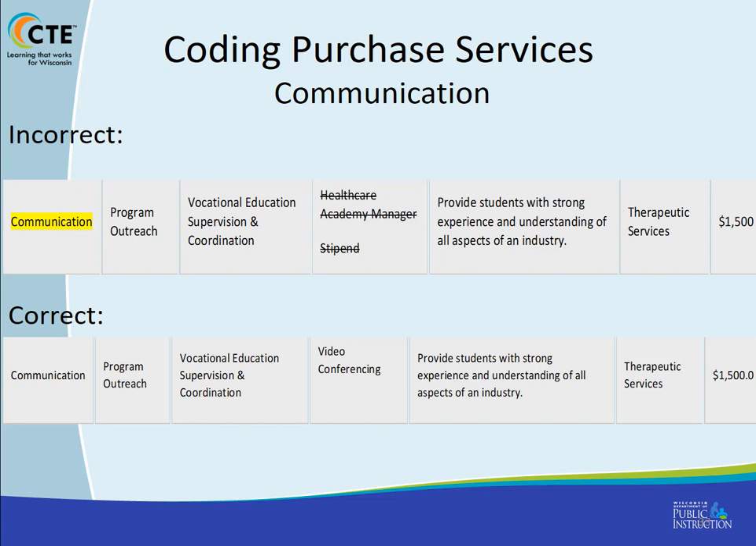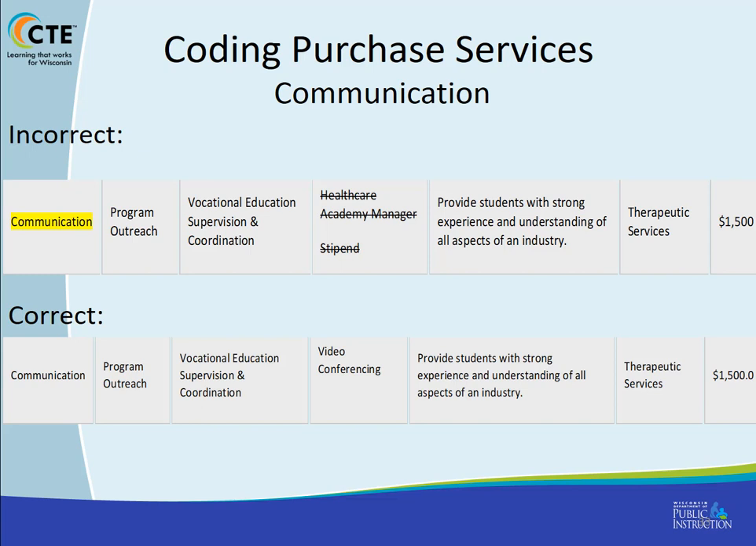Part of the reason is because of the way it was programmed into WISE grants, which will be changed for this year. In the first example, communication was selected because the Healthcare Academy person was doing outreach. We don't know what that outreach was. The problem is that while you may be communicating with groups, the purchase of communication means a type of communication. So in the description, we should see things like printing or webcast subscription, facility rental, things like that.